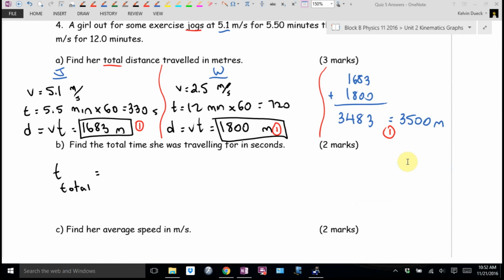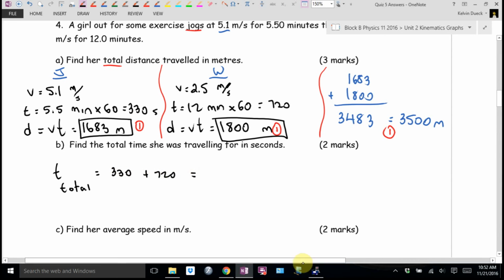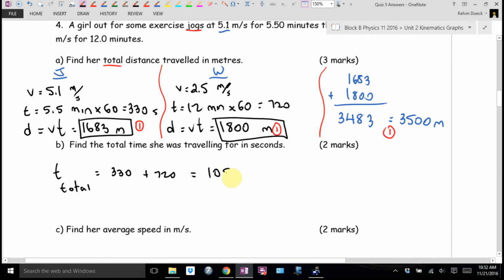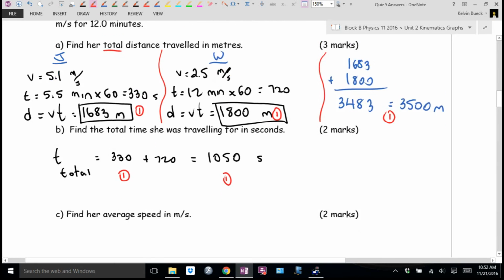How can I find total time? I think the easiest is just going to be to add. I should have done that in my head. 1,050 seconds, yeah? 2 marks. You know what? 1 mark for cluing in you had to add, 1 mark for the answer, I guess. I really should have made that worth 1 mark, but whatever.